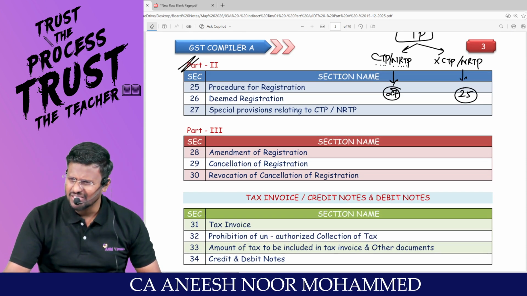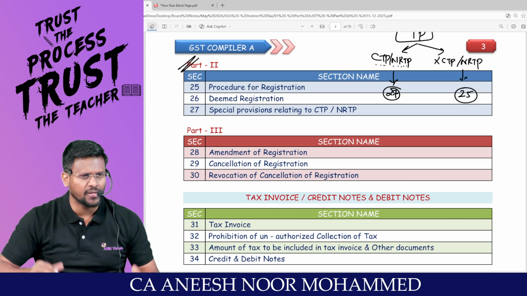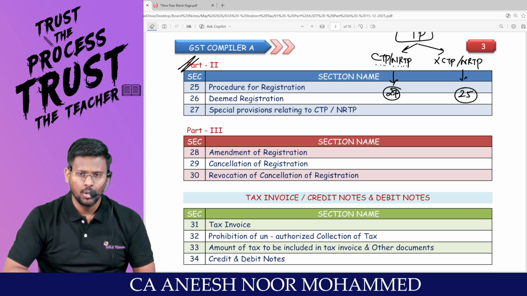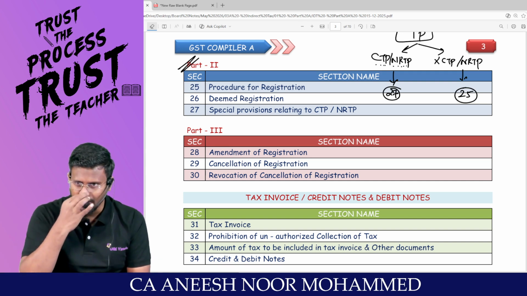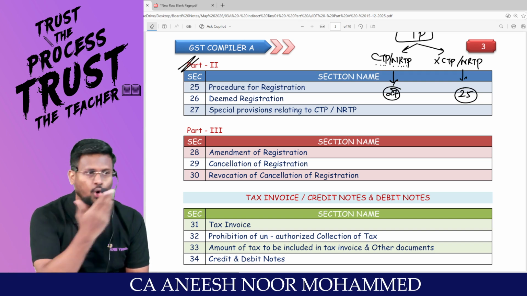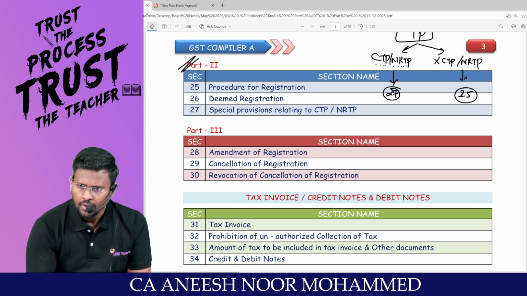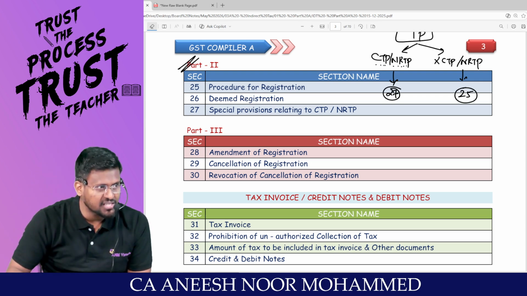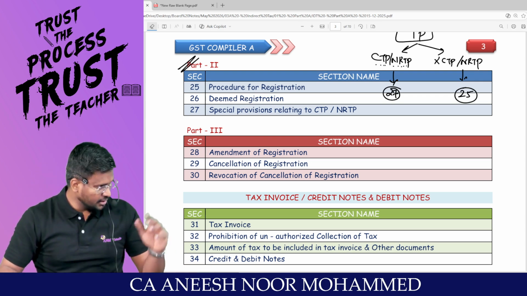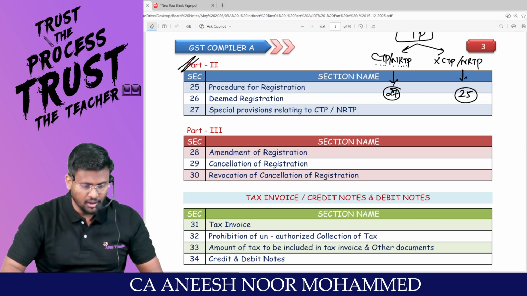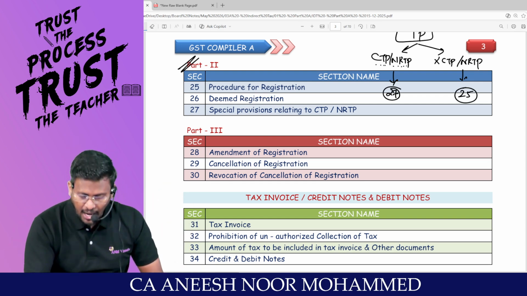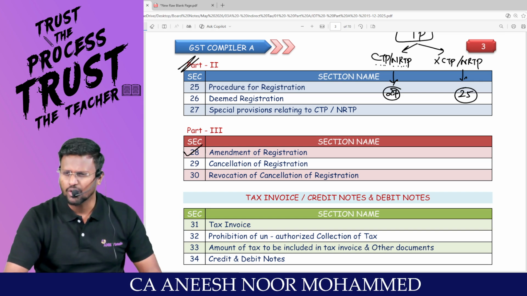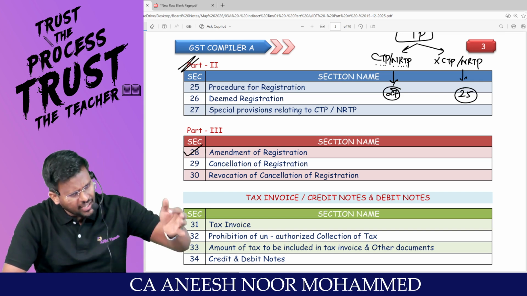After I got the registration, at the time of taking registration, I was doing business in Nungambakam. But after taking registration, I want to change my place of business to Kodambakam. Can I do so? Yes, sir. Because of taking GST registration, lifelong I should conduct the business at one place? No, sir. After you have taken registration, you are supposed to do amendment of registration. You can amend your registration.